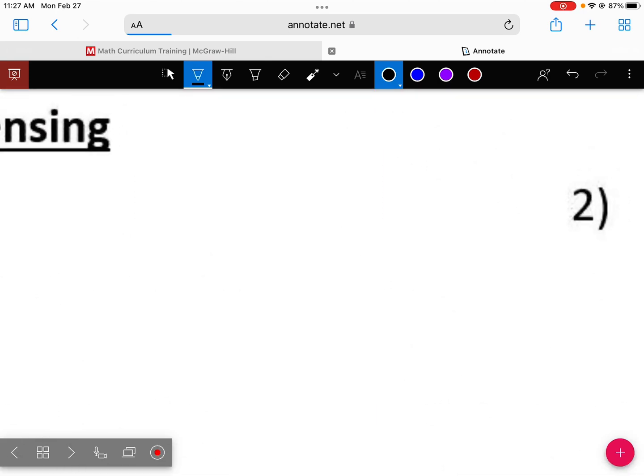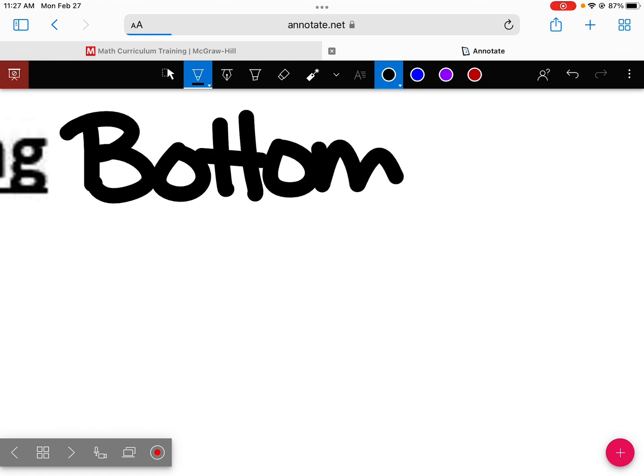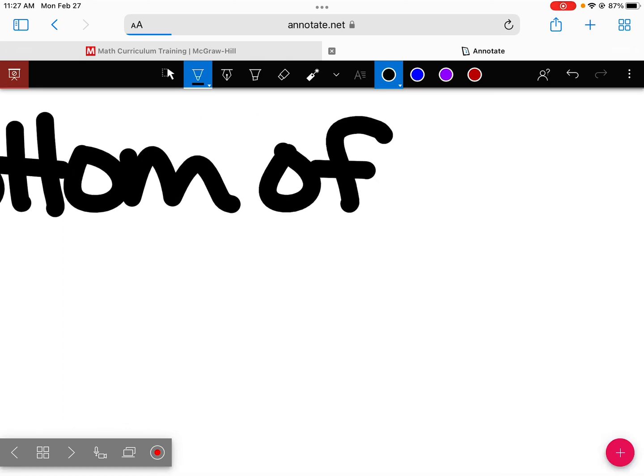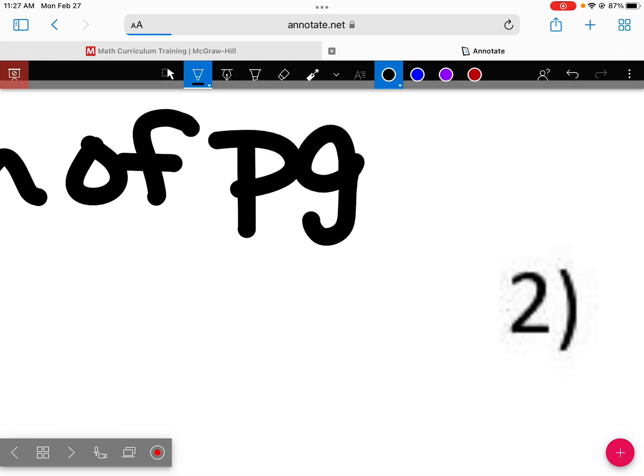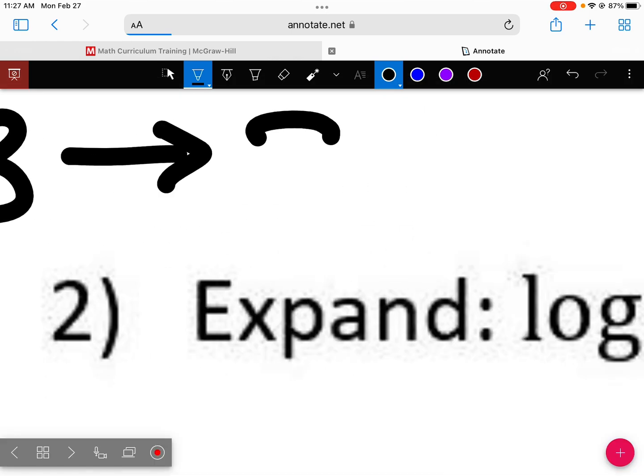All right, so this is on the bottom of page 3 on the 8-2 notes.